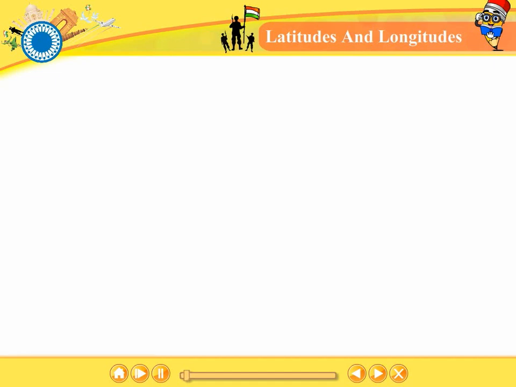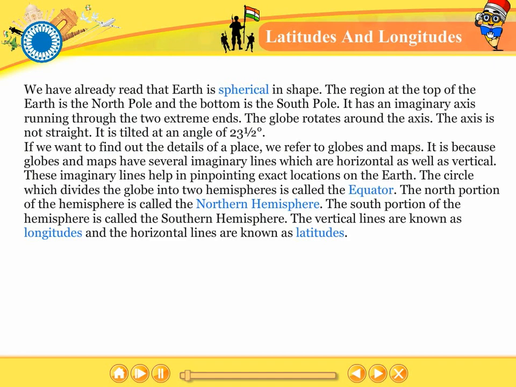Latitudes and longitudes. We have already read the Earth is spherical in shape. The region at the top of the Earth is the North Pole and the bottom is the South Pole. It has an imaginary axis running through the two extreme ends. The globe rotates around the axis. The axis is not straight. It is tilted at an angle of 23.5 degrees.